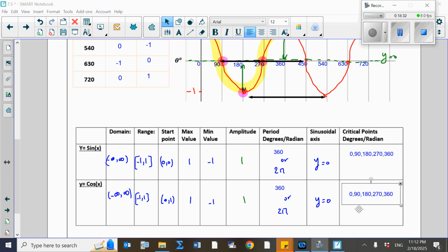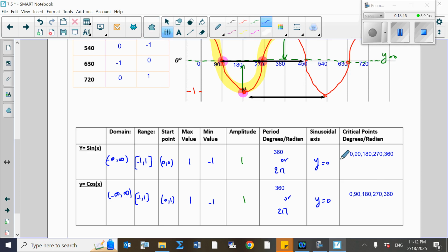And the same for cosine. If you're asked to write the critical points in radians, you just need to change all these values to radians. For example, the radian measures of all these angles are 0, 90 is pi over 2, 180 is pi, 270 is 3 pi over 2, and 360 is 2 pi. And the same is for the other function, cosine. So the critical points are just the same points, except that they are written in radians.